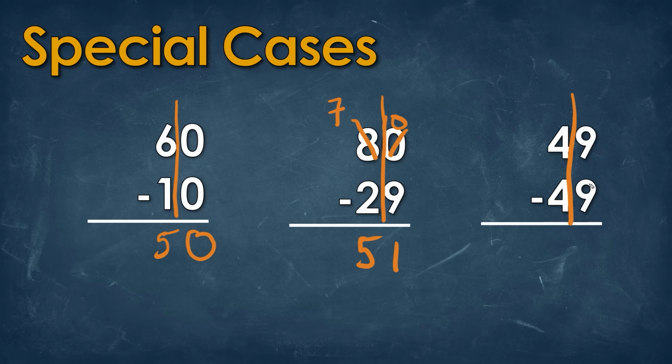9 minus 9 is 0, right? 1, 2, 3, 4, 5, 6, 7, 8, 9. Subtract 9. 1, 2, 3, 4, 5, 6, 7, 8, 9. We get 0. 4 minus 4. 1, 2, 3, 4. Subtract 4. 1, 2, 3, 4. 0. So any number subtracted by itself will always be 0.